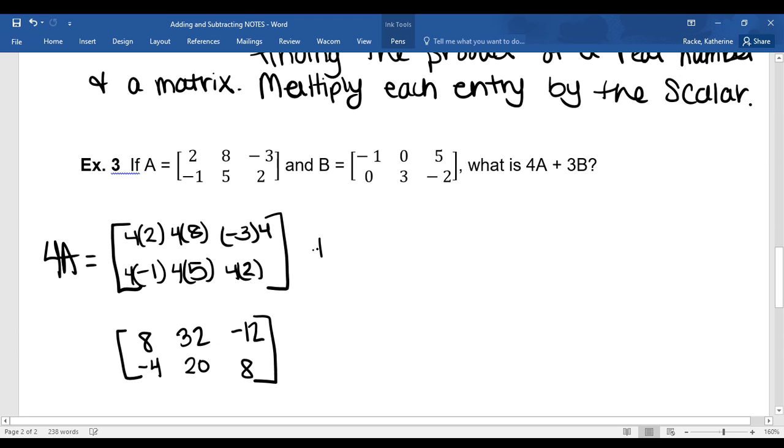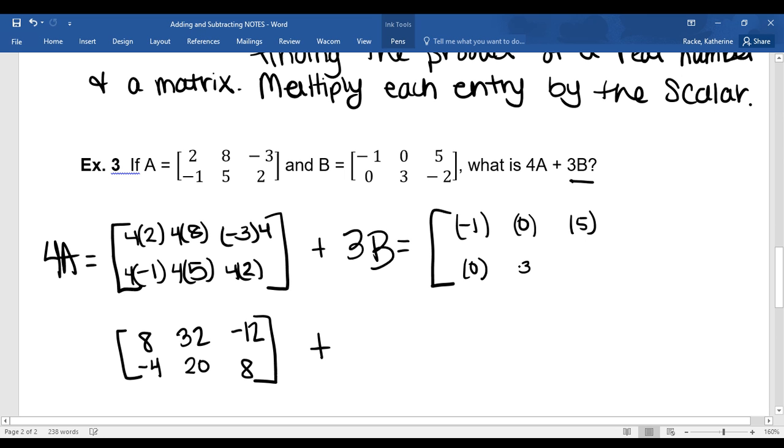Now we need to see what 3B equals. So 3B, we're doing the same kind of thing. I'm going to go ahead and plug everything in. And I'm multiplying everything here by 3.